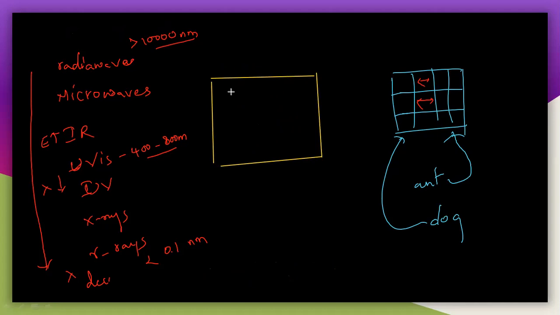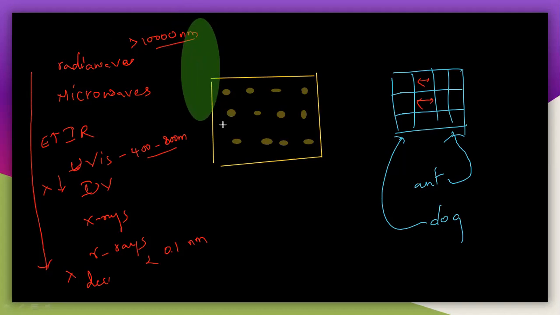So there are many atoms like this. These are the atoms, many atoms like this present in a particular matter. These are different atoms. So what happens? See this. The distance between these atoms must match the wavelength of our visible rays.